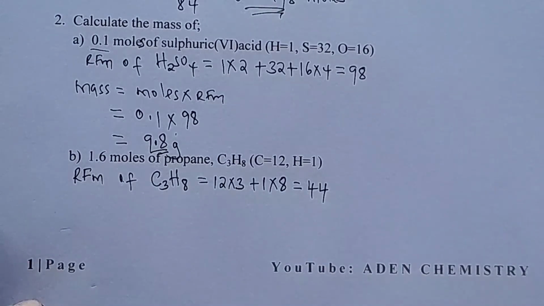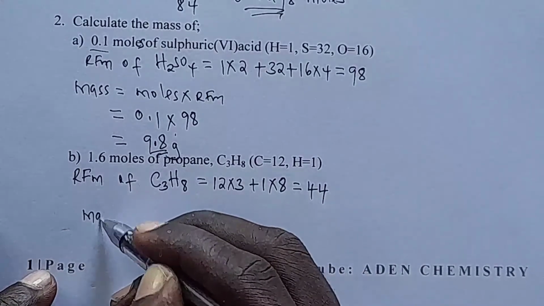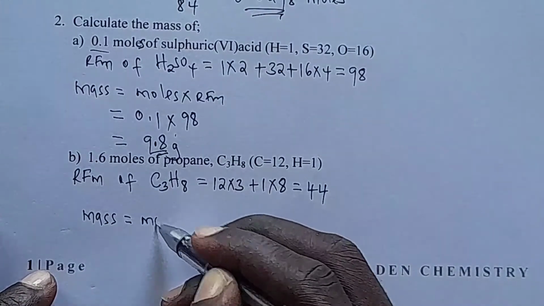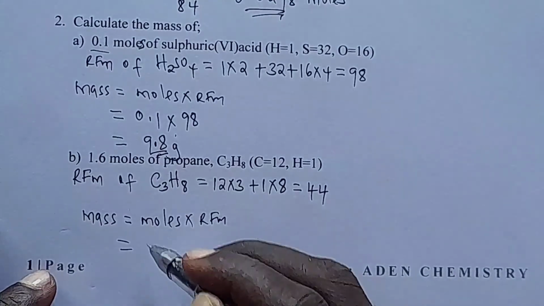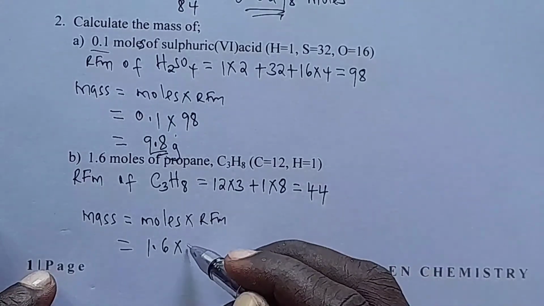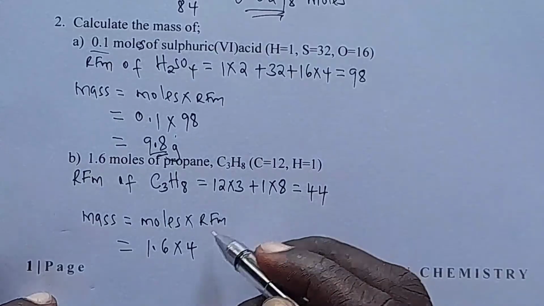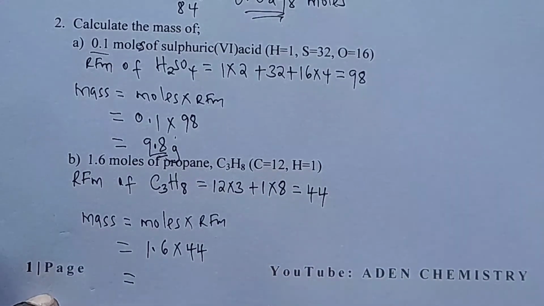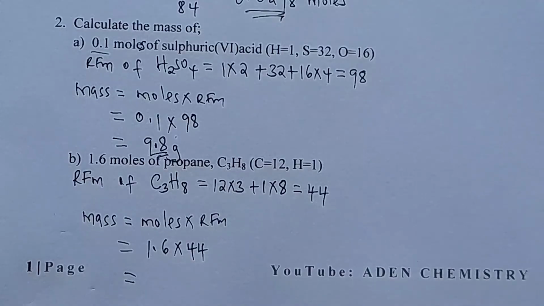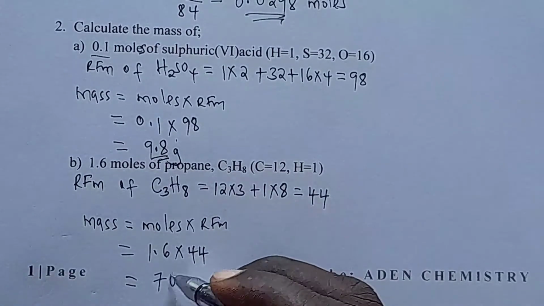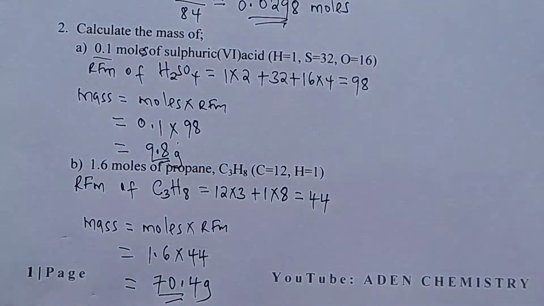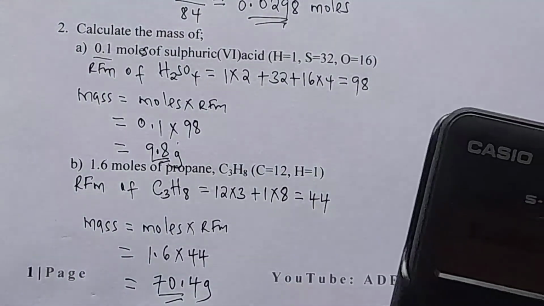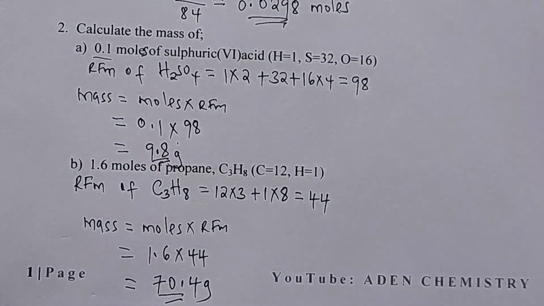Thereafter, we are going to say mass can be gotten by moles multiplied by RFM. So the moles is given here, 1.6 moles, multiplied by the relative formula mass of 44. What are we going to get using the calculator? We are going to get 70.4 grams. That is our mass. So it is 1.6 times 44, 70.4. Next, after that, let's go to question number 3.